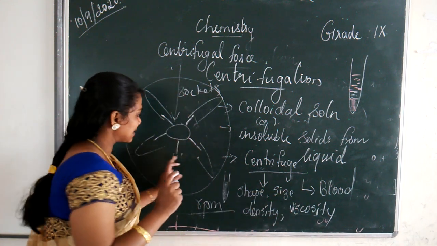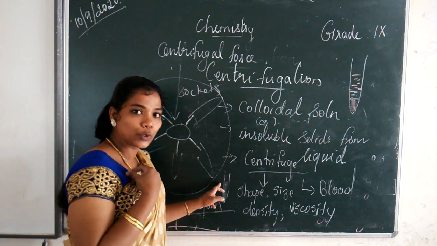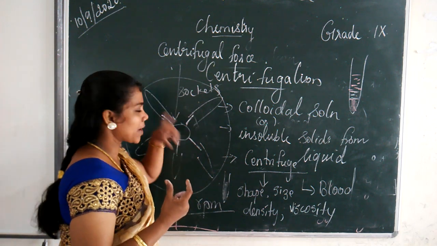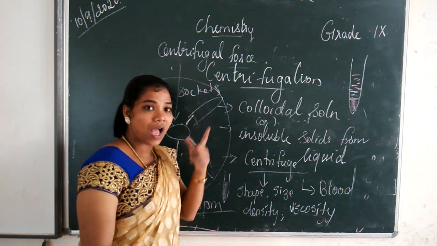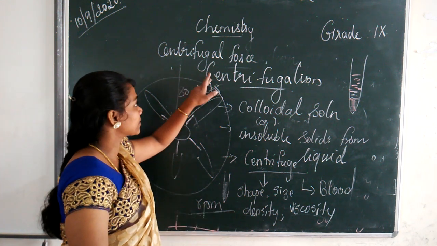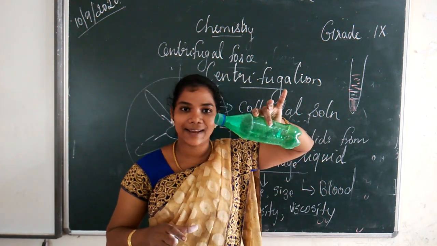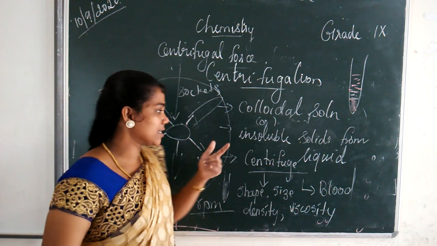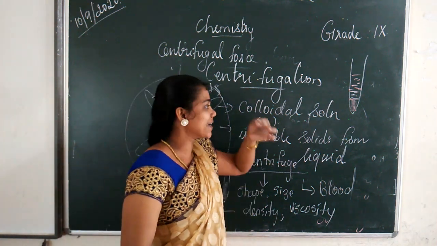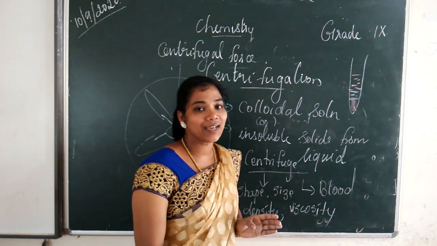So this is the setup. Here it has sockets. Inside the sockets, whatever sample we want to separate, we have to put, and it is spun at high speed. That is called RPM. While spinning, what force is created? Centrifugal force. So the test tube rotates in the radial direction. While rotating, each component, the insoluble particles, slowly settles down based on their size and shape. They will get separated in the test tube.